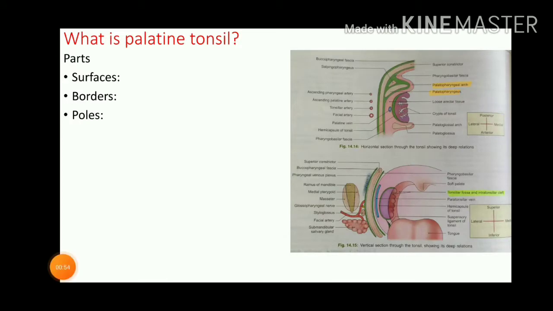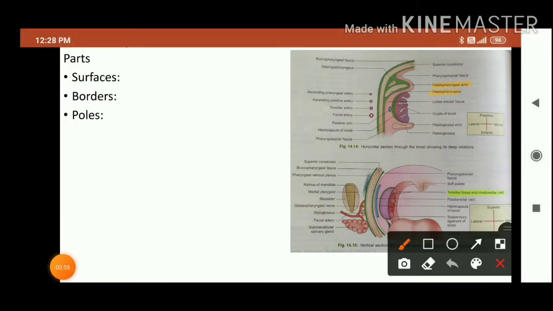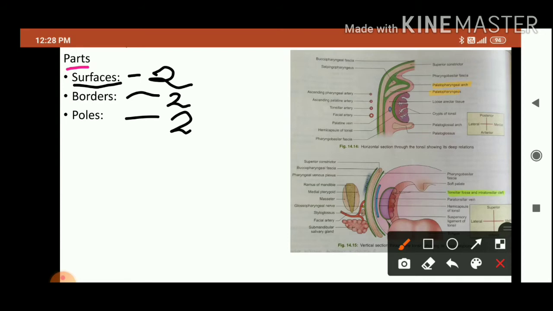Now, what are the parts of palatine tonsil? But before going to the parts, we have to know how a palatine tonsil looks like. Always remember that palatine tonsil is almond shaped, and the size is also similar to an almond. Okay, now it has two surfaces, two borders, and two poles. Let us have a schematic diagram.